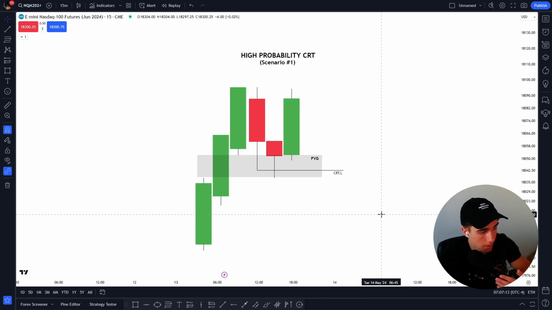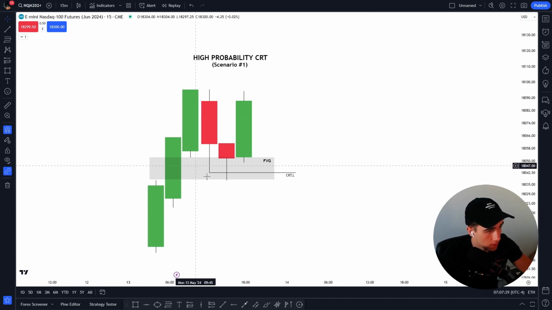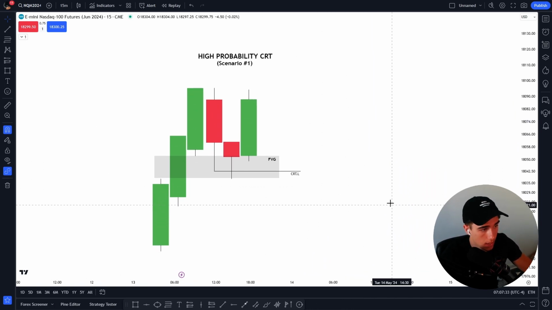But taking a look at my screen as of right now, you're able to see the high probability CRT scenario 1. This right here is my absolute favorite scenario of all time. Also something that I've used a very, very long time prior to knowing what CRT is. Basically, this is my favorite turtle soup setup, and we have to think about this from a higher time frame perspective. So let's go ahead and say that this is an hourly chart. So all these candles are 1 hour worth of price action.